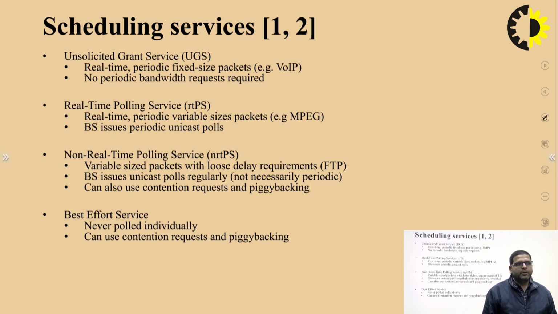The base station basically issues a periodic unicast poll. Next is non-real time polling service, in which we have variable size packets with loose delay requirements. The base station issues unicast polls regularly, and it can also use contention requests and piggybacking. Finally, in best effort service, the base station never polls individually, and it can use contention requests and piggybacking.